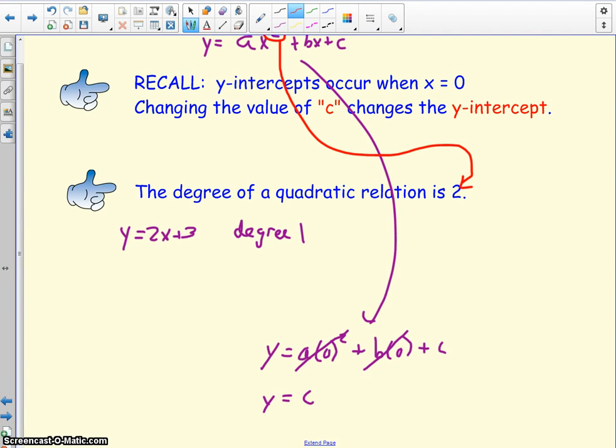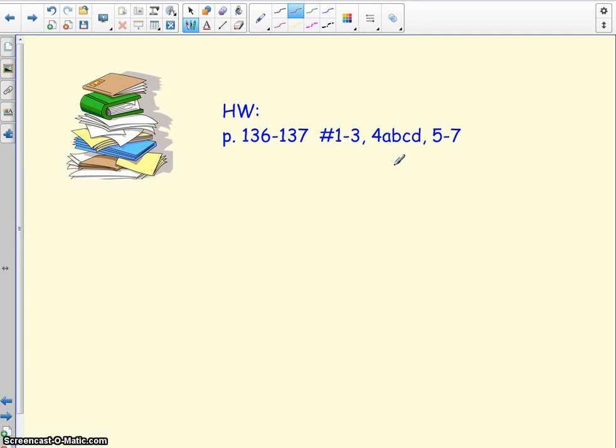Okay, so that's it. That's all for a quick little intro to quadratics. You've got some homework there to just look through some of the main features, and we'll pick this up in lesson 18.